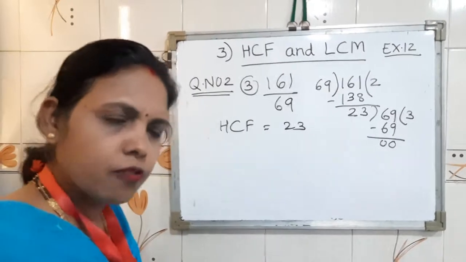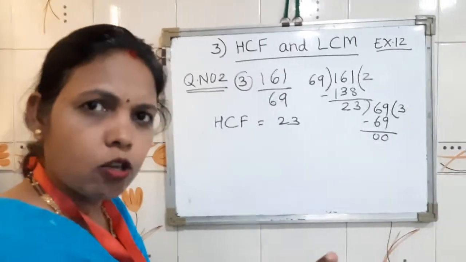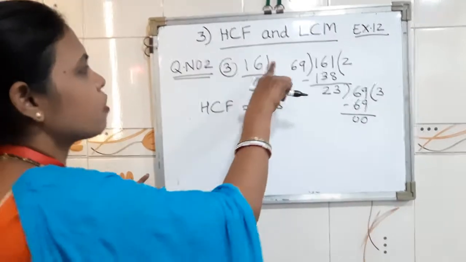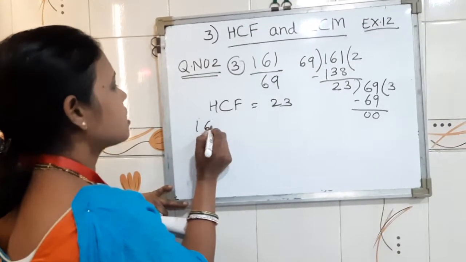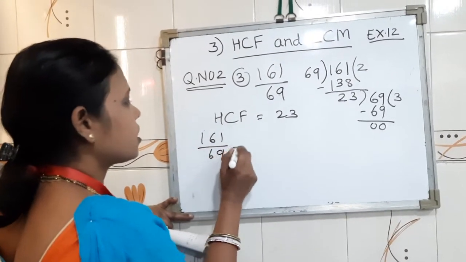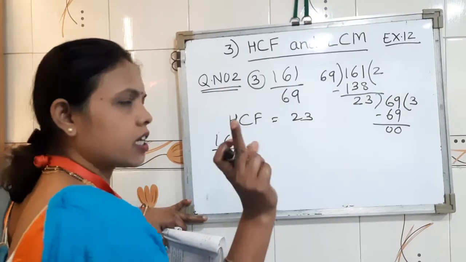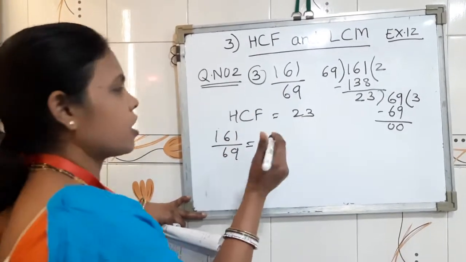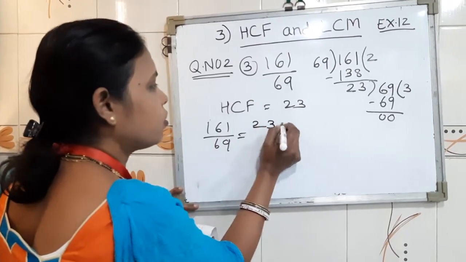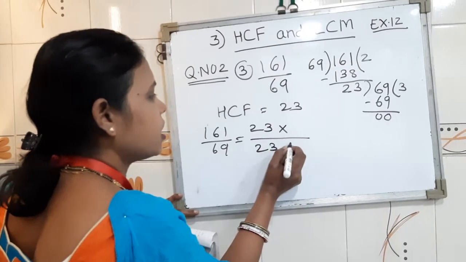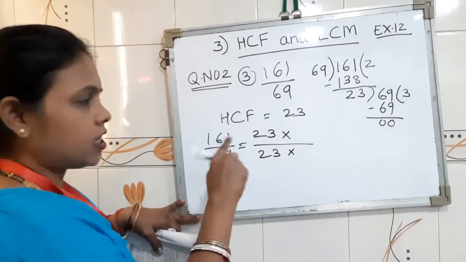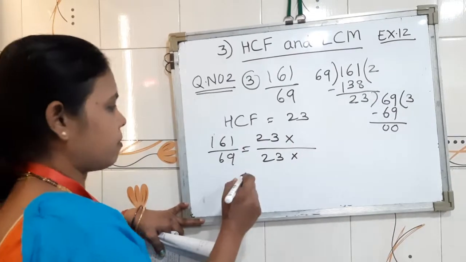Now, second question for this one. Find out the reduced form of 161 upon 69. Then for this number, 23 is the common for both this number. Therefore, 23 into. Here also 23 into. Now we will multiply 23 into how many times?